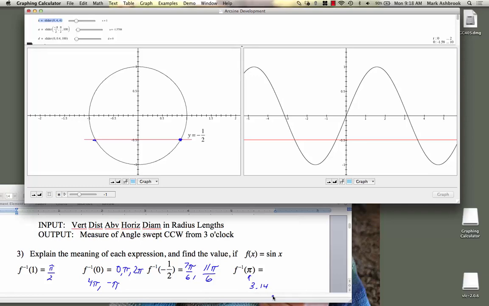What's that? It's not there. Why not? It only goes to 1. Right, exactly. So what's the most number of radius lengths you can be above the horizontal diameter? 1. So this is kind of off the screen up here. It's like up at the ceiling. It's like saying what angle measure will put us at 3 radius lengths above the horizontal diameter. And she says, ain't happening, right? She's right. It does not exist.